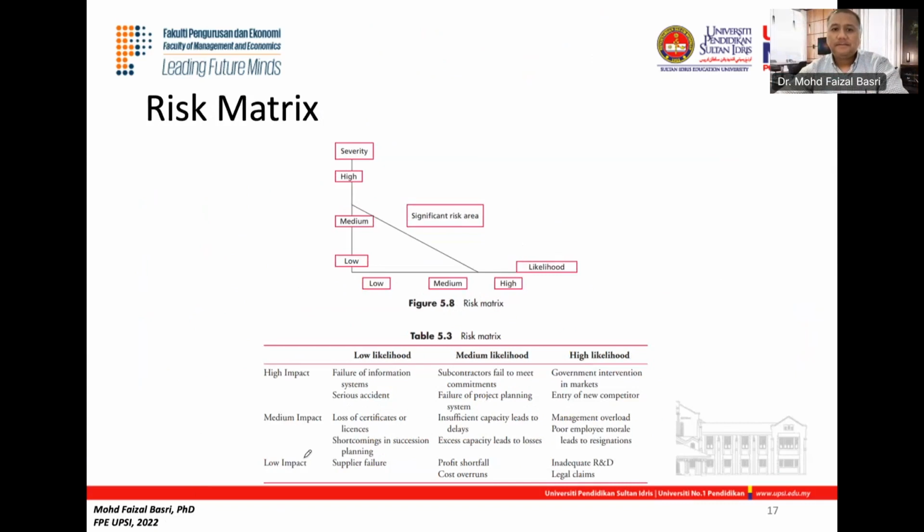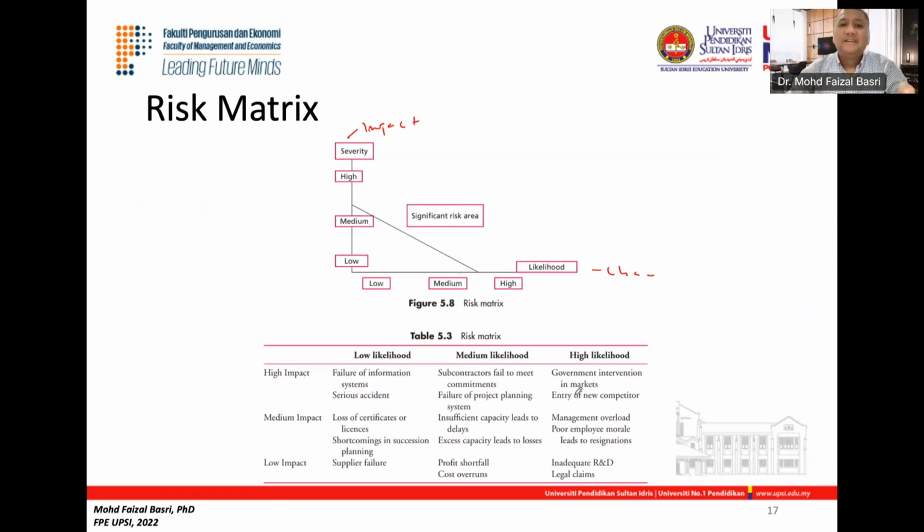Okay, so this is an example of a risk matrix based on the severity, which is the impact, and also the likelihood, the chance. This uses a 3 by 3 matrix: high impact, medium impact, low impact, and the likelihood low, medium and high. In this example, there are high impact issues with a low likelihood of a failure of the system. Failure here means a total failure of your system, not just some glitch.